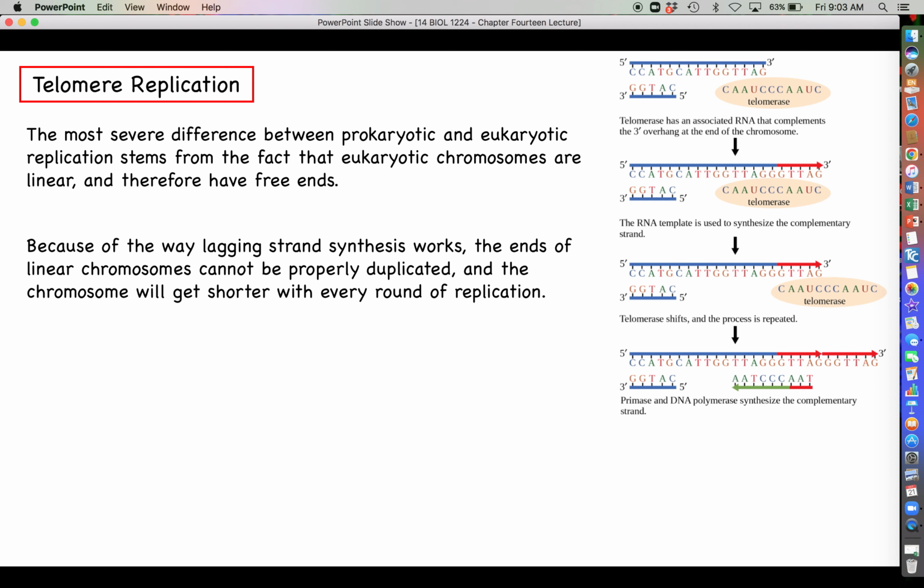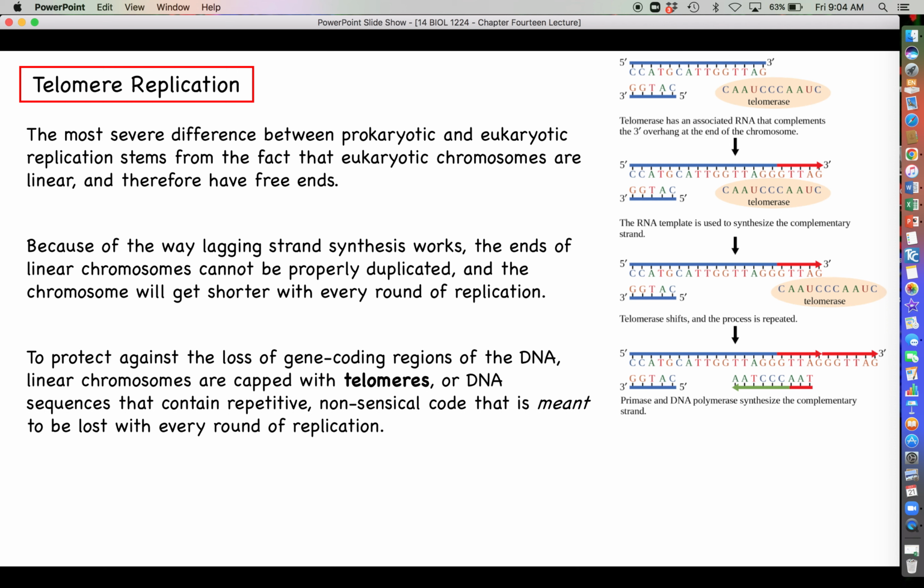Now you can kind of see where we're going with this, but because of the way lagging strand synthesis works, we cannot possibly properly duplicate the very ends of the chromosomes. Because if we try to do this, with every round of DNA replication, these ends of the chromosomes would get shorter and shorter and shorter. The amount of space we're able to replicate would get shorter with each round of replication, and the chromosomes would basically get gnawed or chewed off at the ends.